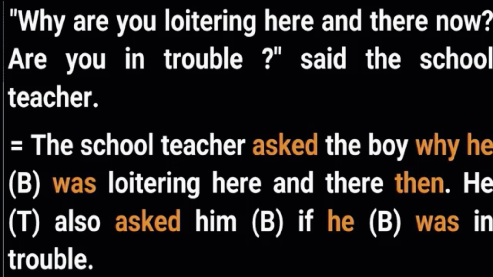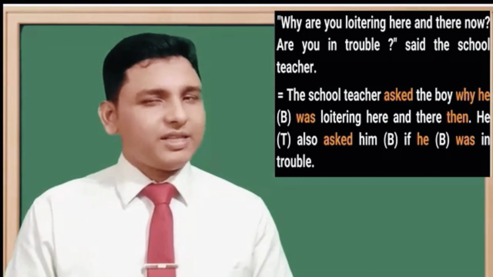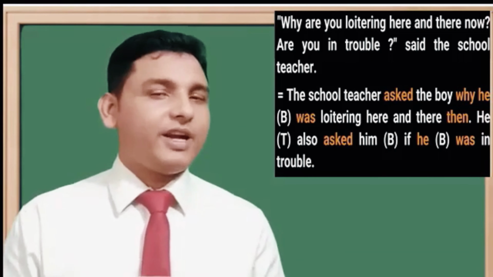Where is the change? Here we have put if. Why? Because I have told you earlier that whenever a question is started with auxiliary verb like am is are, was were, have is, in that case we'll put the connector as if. Okay, that's why we have put here if. So we can change like this: he also asked him if he was in trouble. So it's very clear to you that you have understood this part of the passage very easily.